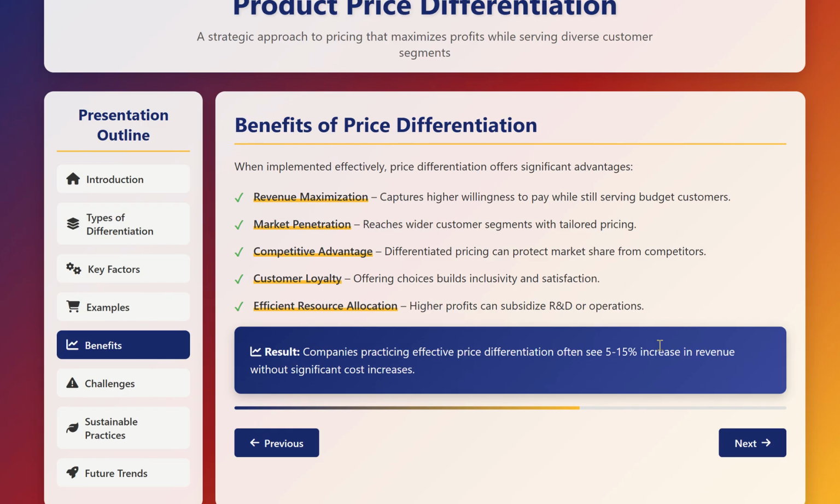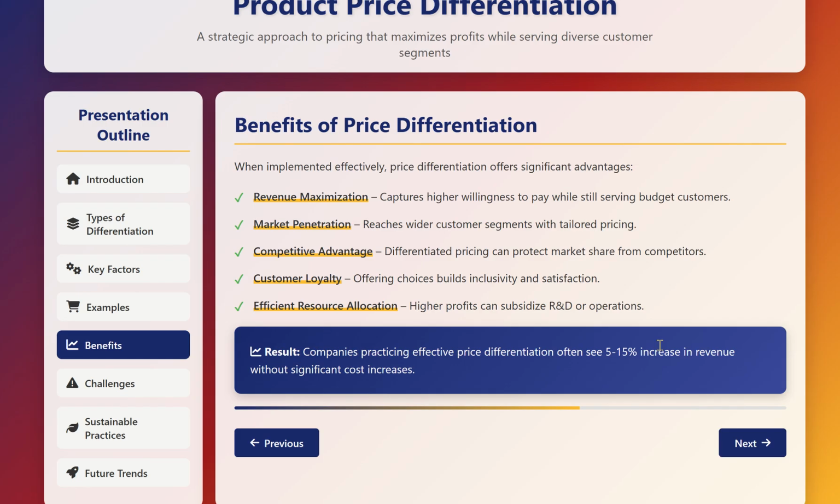Number two, market penetration. We have what you call market pull and market push. If you differentiate your product well in terms of price, you will be able to reach customer segments without any worry, because they're able to buy the product based on what they're able to pay, the willingness of the customers to pay.